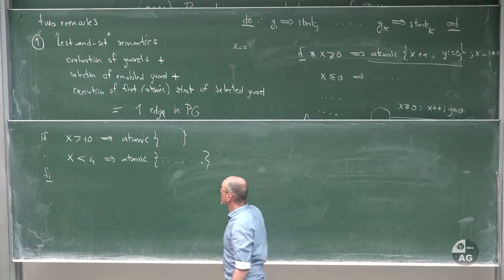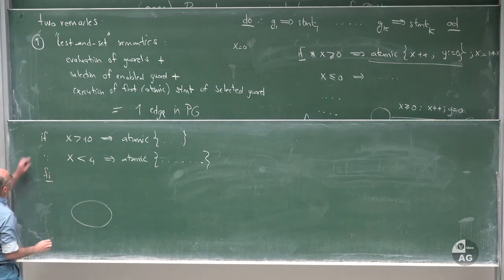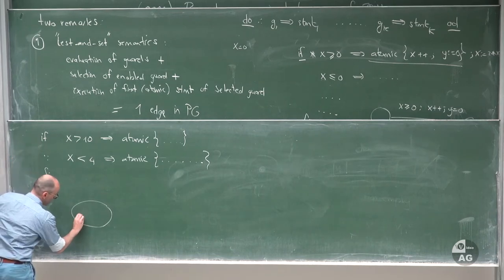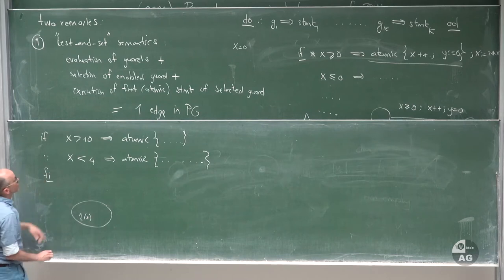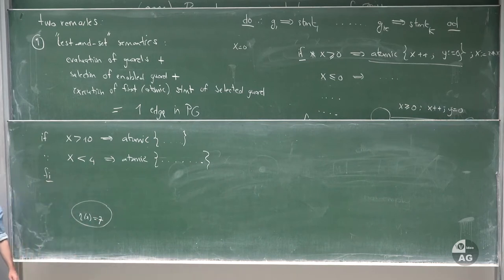So what happens if I now have a location where my program counter is about to execute this if statement and the value of x, so eta of x, is between 4 and 10? I don't know, 7. What does that mean? It means you enter this if statement, none of the guards is enabled. The blocking semantics is you start waiting here.